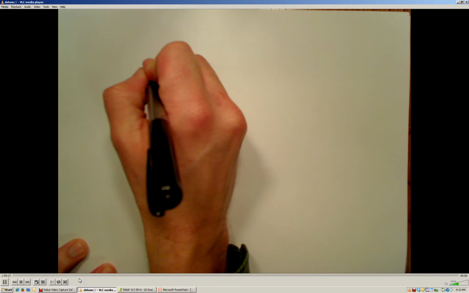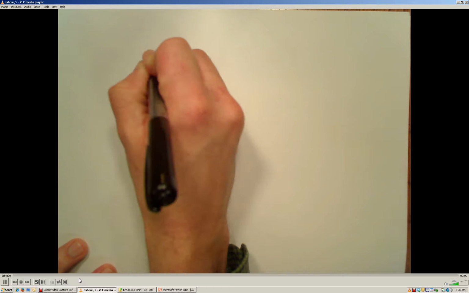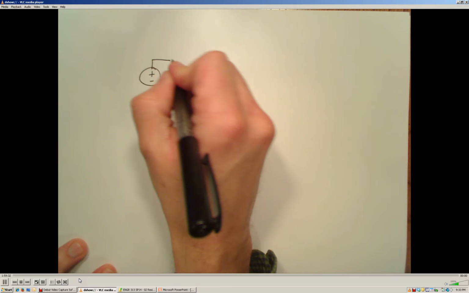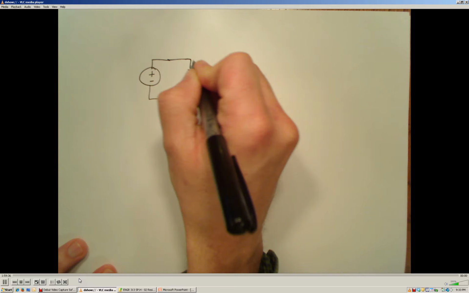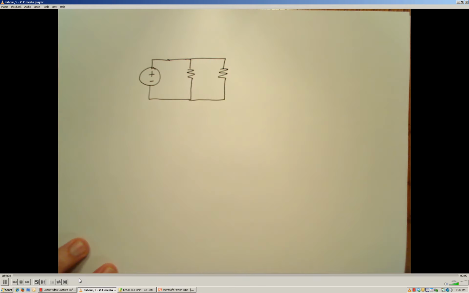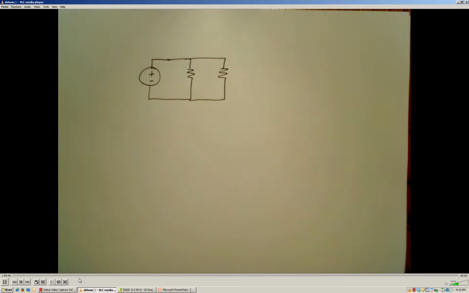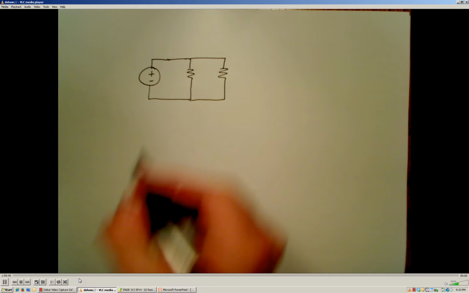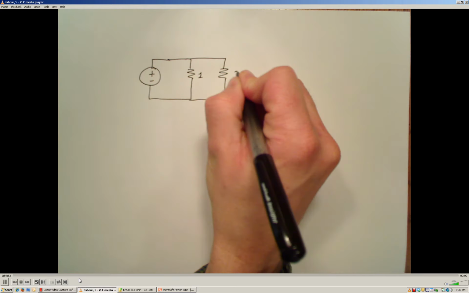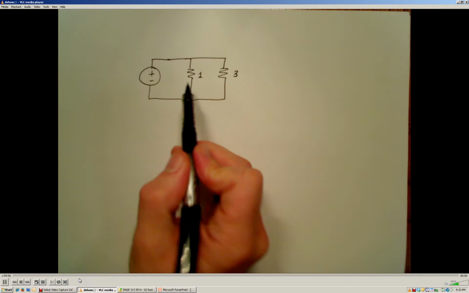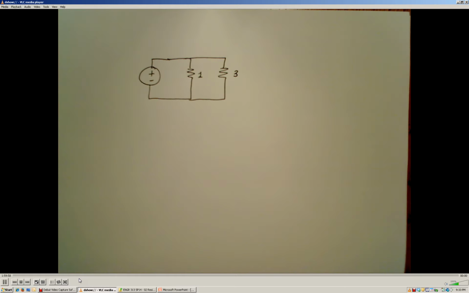From some of your previous courses in physics, you may have heard the phrase that current takes the path of least resistance. I'm going to tell you that that's sort of a half-truth. Well, it is true, but it may be confusing to some people. So let's say we have a 1 ohm resistor and a 3 ohm resistor.